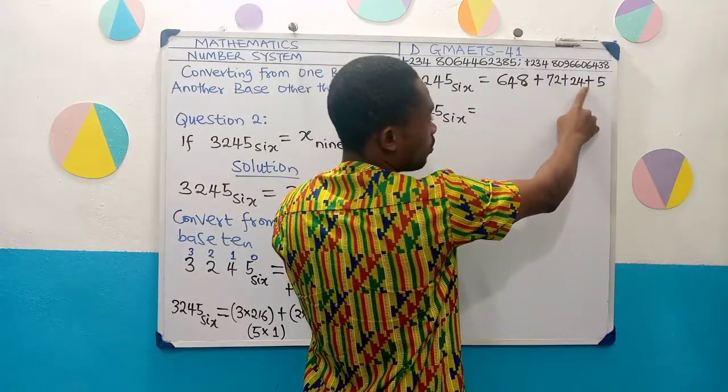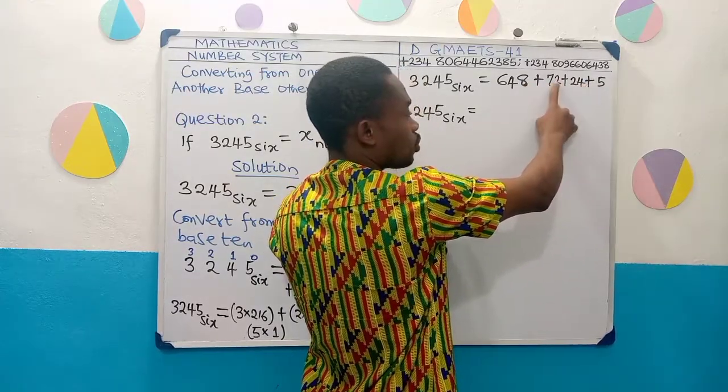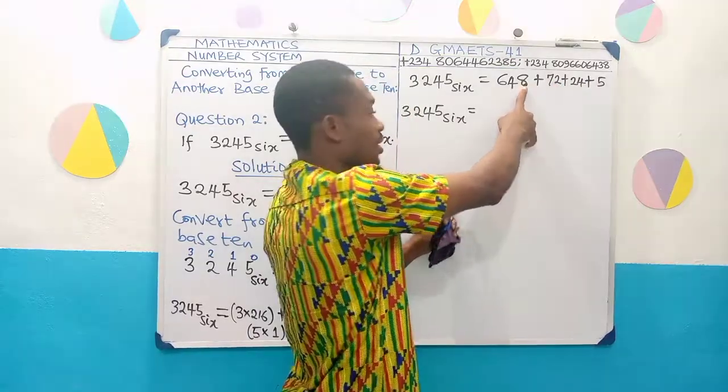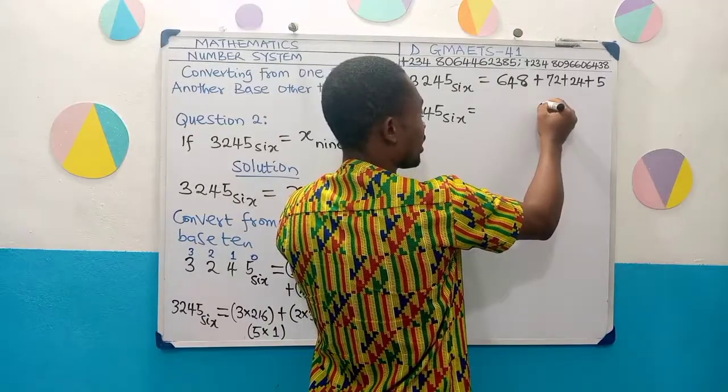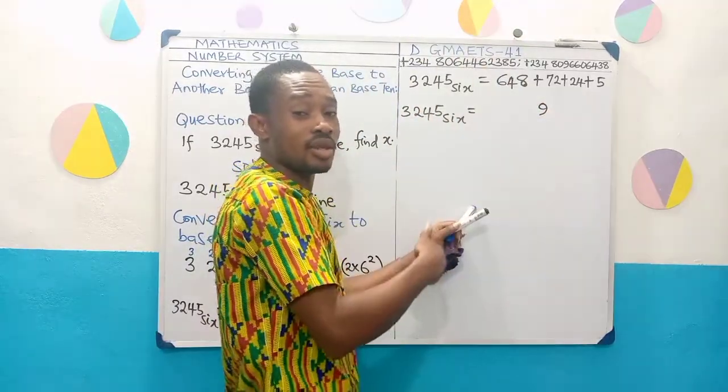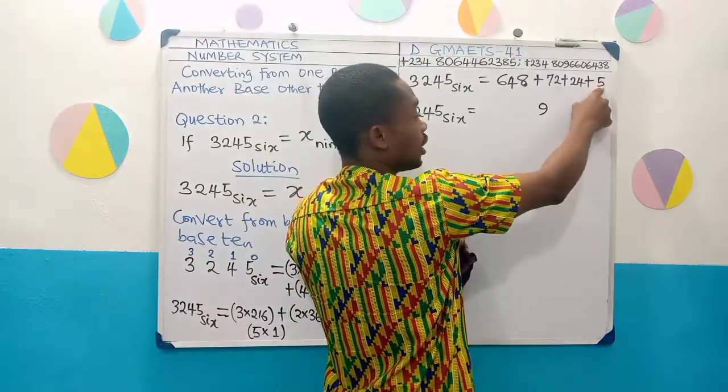So I can do 5 plus 4, you get 9. 9 plus 2, you get 11. 11 plus 8, you get 19. So it's going to be, write 9, carry 1. You go to the tens, add that one to the tens place value. There is no tens place value here, so you forget about this.